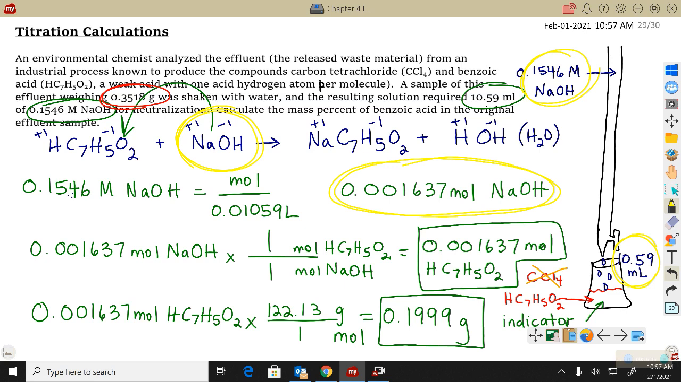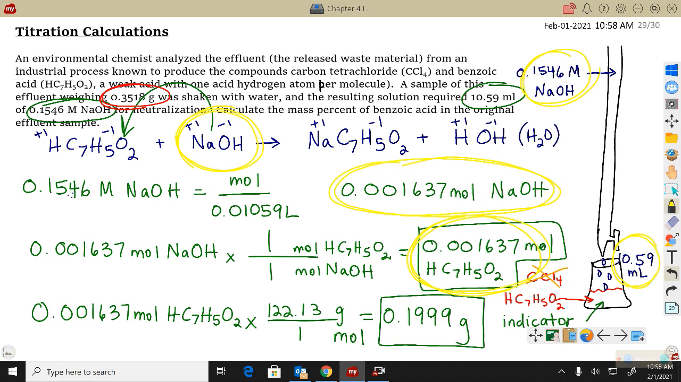And now often the most important thing is once I got right here, I had moles of that unknown acid. And from there, there's a bunch of different things you could do. Here they gave us moles. What if they told us that I had 10 milliliters of the benzoic acid? What's the molarity of the benzoic acid? If you knew moles and they told you the volume used, you could say, oh, well, here's my moles, 0.001637 moles, divide by the volume used.